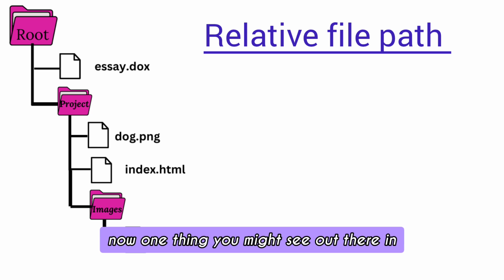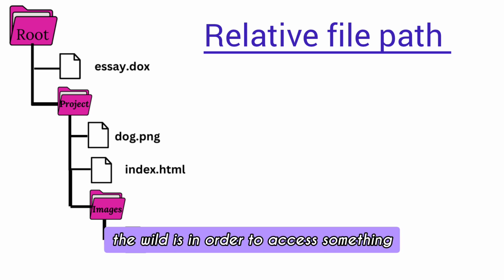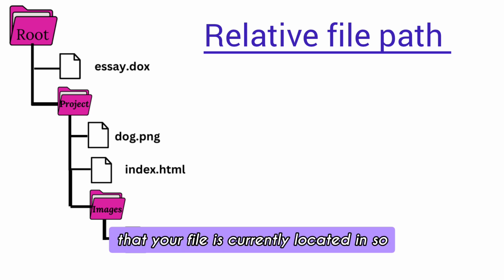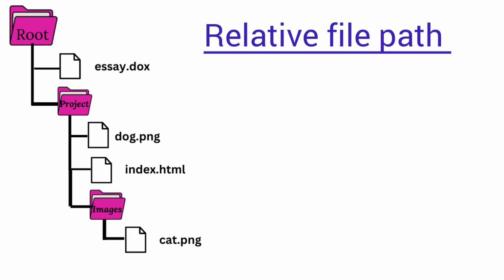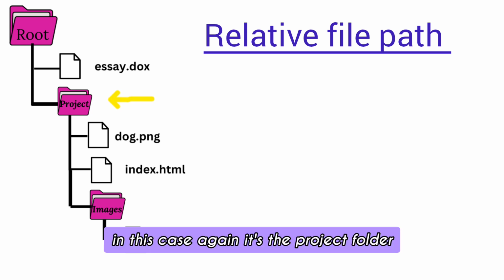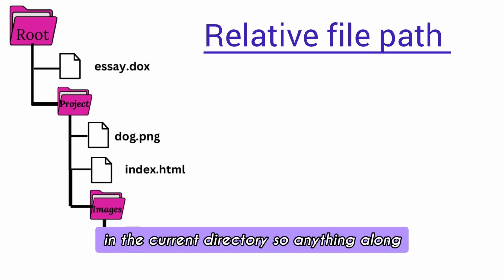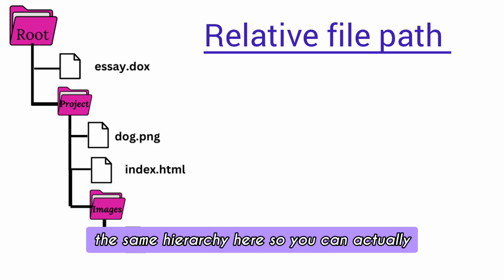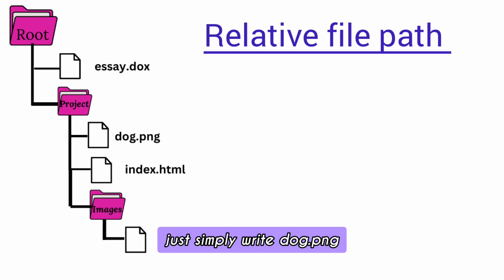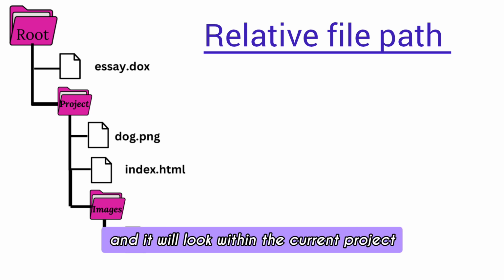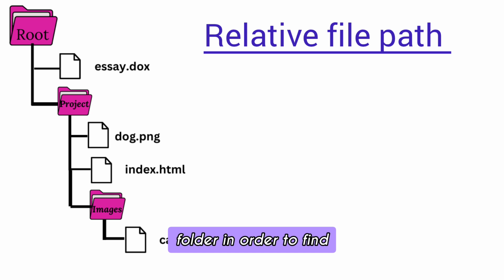Now, one thing you might see out there in the wild is in order to access something within the current directory, meaning the folder that your file is currently located in. So, in this case, again, it's the project folder. But whenever you want to access anything in the current directory, so anything along the same hierarchy here, you can actually just simply write doc.png and it will look within the current project folder in order to find that.